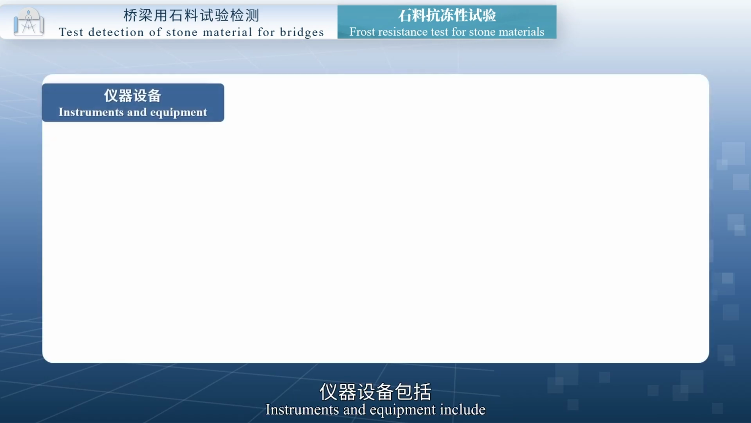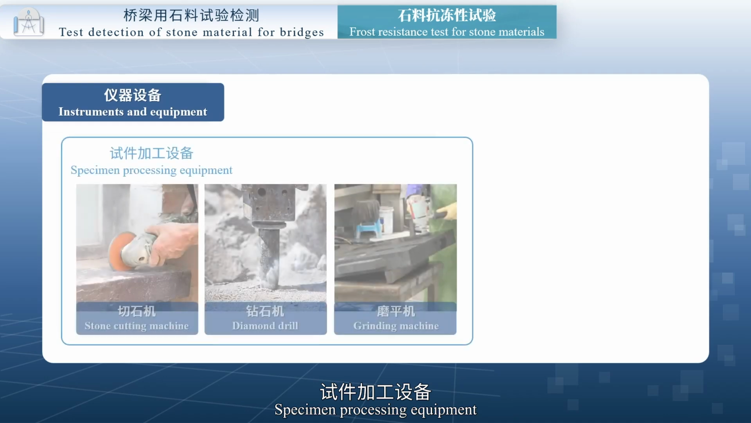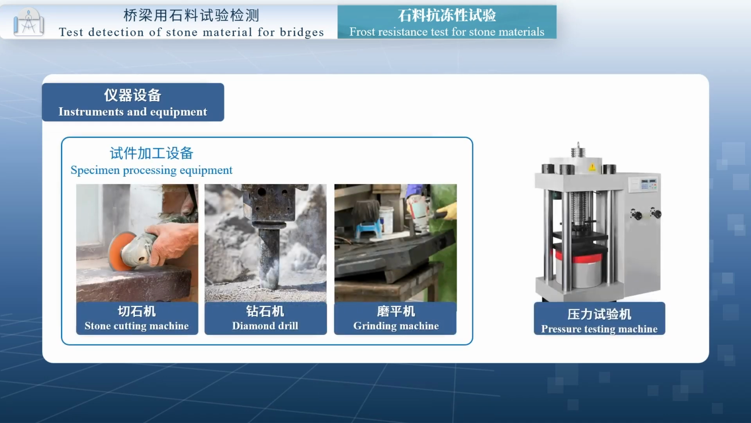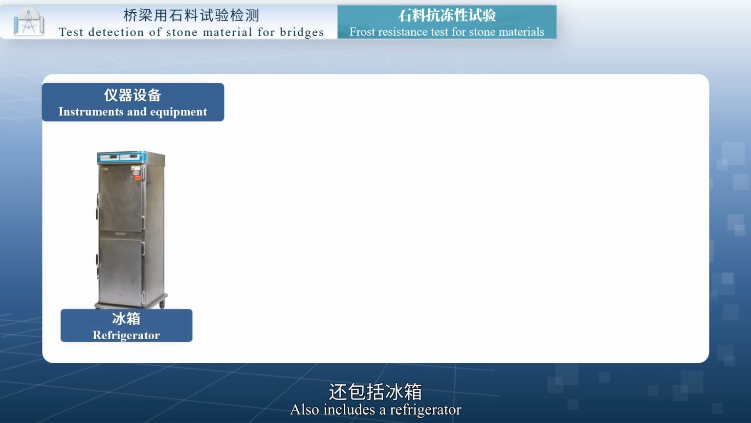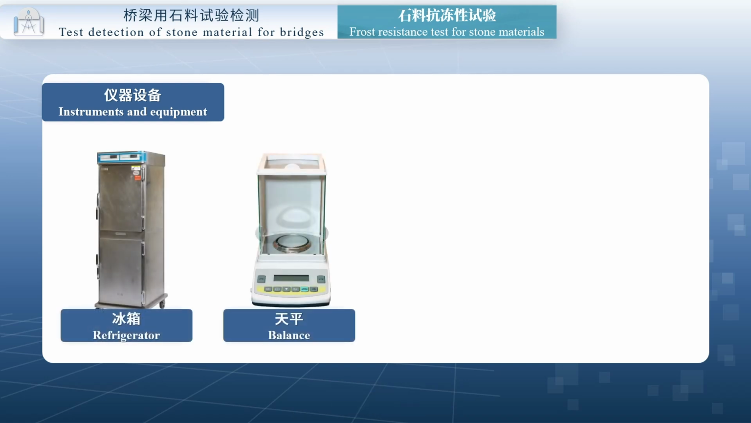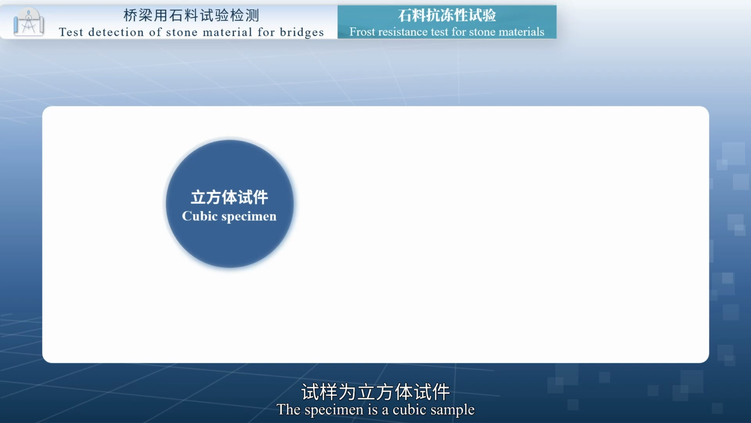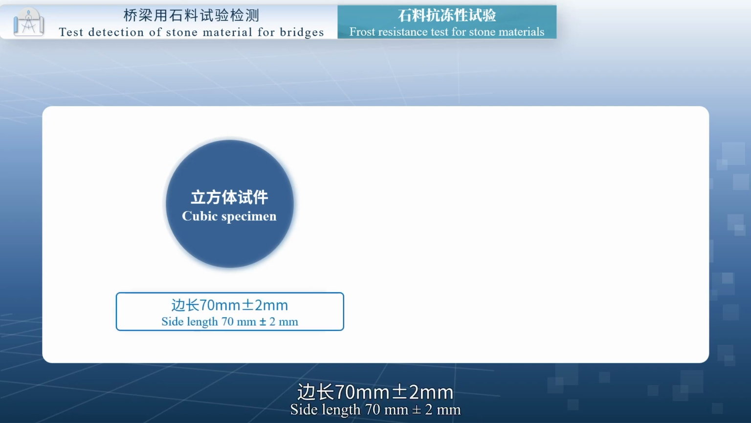Instruments and equipment include specimen processing equipment, a pressure testing machine, and also a refrigerator, balances, etc. Relevant test equipment must meet standard requirements. The specimen is a cubic sample with a side length of 70 mm plus or minus 2 mm.